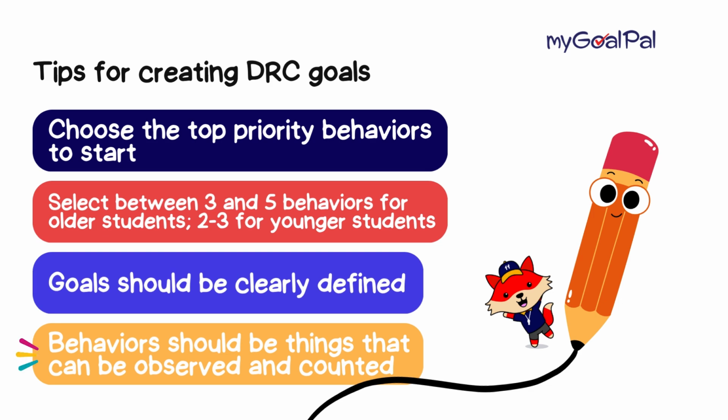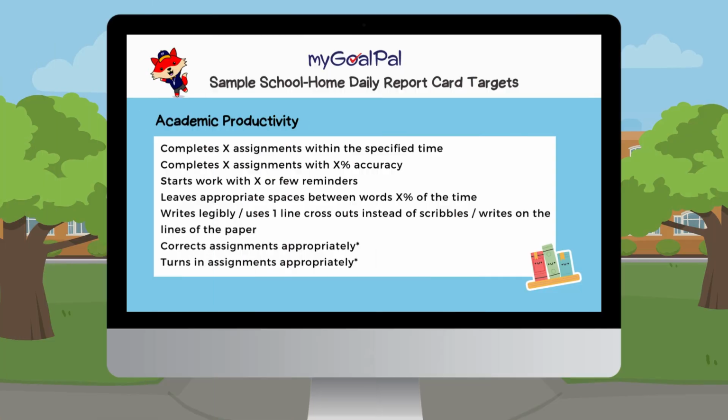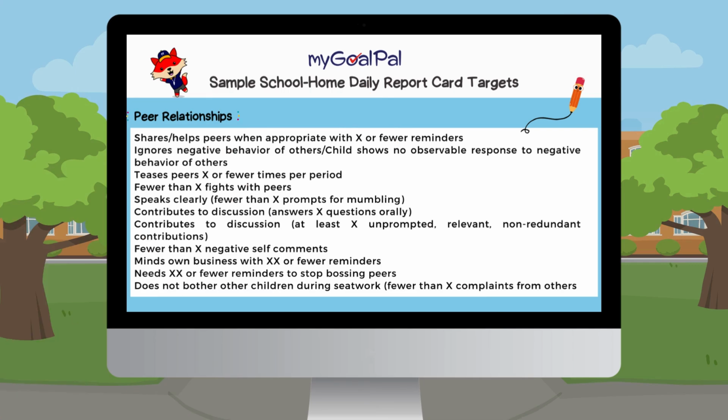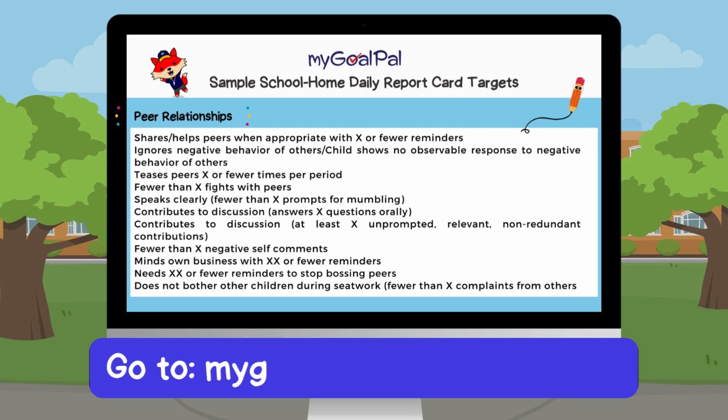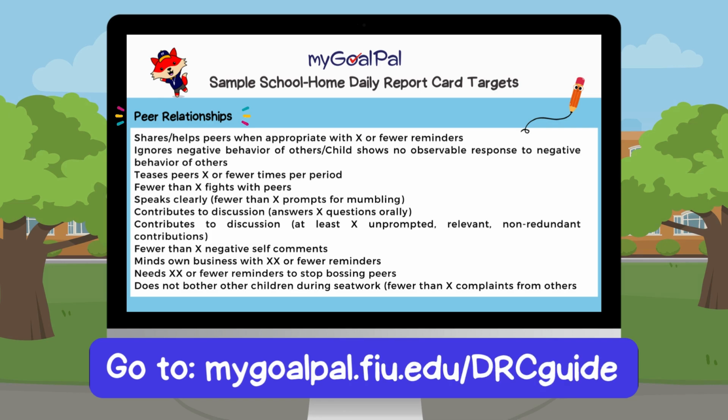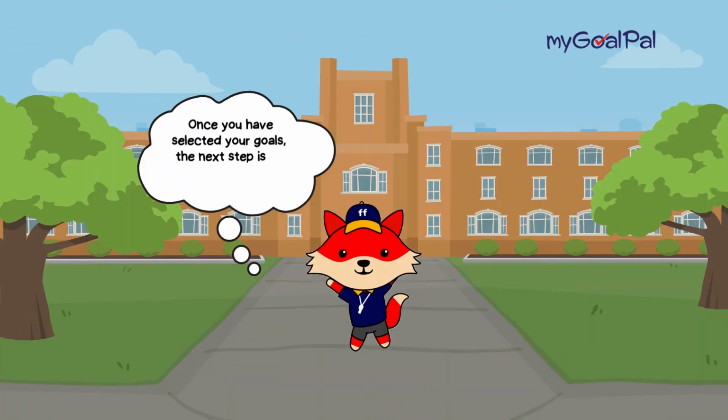The goal should also include behavior that can be observed and counted by the teacher and the student. For example, if a student needs the most support in completing academic work, then a goal might be to complete assignments within the specified time or to complete assignments accurately. If a student needs support getting along with peers, then a goal might be to wait his or her turn or not to interrupt other children while they are working. For a list of example goals, go to mygoalpal.fiu.edu/DRC guide.